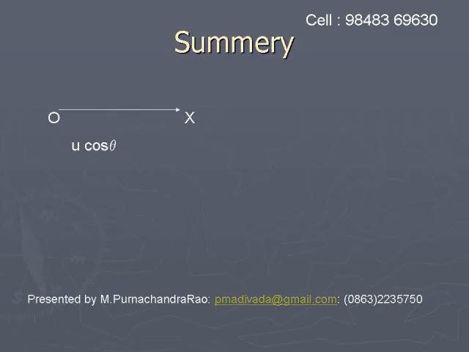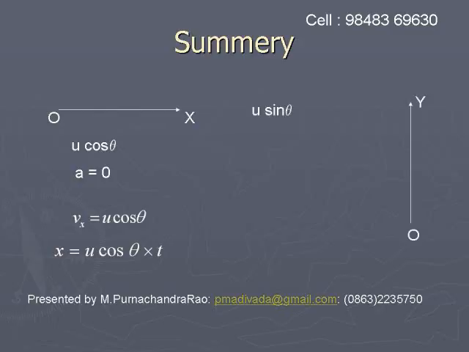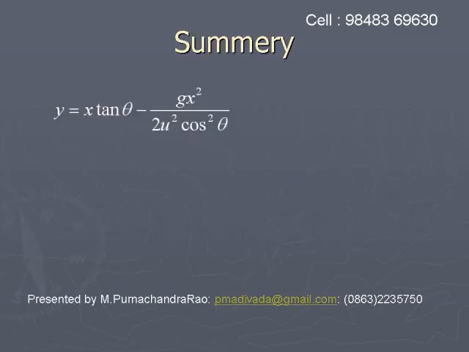Summary. In the horizontal direction Ox, initial velocity is u cos theta, acceleration a is equal to 0, and final velocity Vx is equal to u cos theta, and displacement x is equal to u cos theta into t, since the velocity is constant. In the vertical direction Oy, initial velocity is u sin theta, acceleration a is equal to minus g, and final velocity Vy is equal to u sin theta minus gt, and displacement y is equal to u sin theta t minus half gt square.